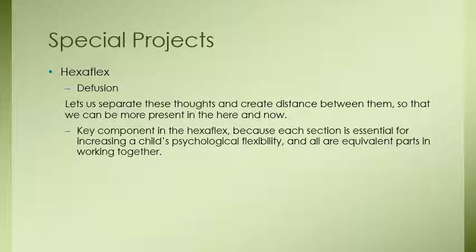Here's a brief overview of the activity that we just completed together. Part of the ACT form, or the hexaflex, that we targeted in this program was diffusion. At times, many people will struggle with letting go of the thoughts that they have about themselves, trying to control the future or events that happened in the past. Diffusion lets us separate these thoughts and create distance between them so that we can be more present in the here and now. This is a key component in the hexaflex because each section is essential for increasing a child's psychological flexibility, and all are equivalent parts that work together in the hexaflex.